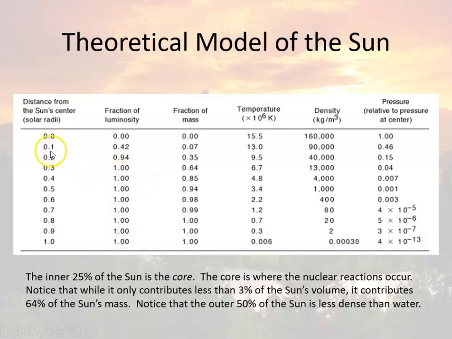But the inner 10% accounts for about 40% of the luminosity of our sun, and that's again where the temperature is very high. And then by the time you get to 30% of our sun's radius, all of our sun's luminosity is accounted for. In other words, every single bit of energy is produced in the inner 30% of our sun's radius.